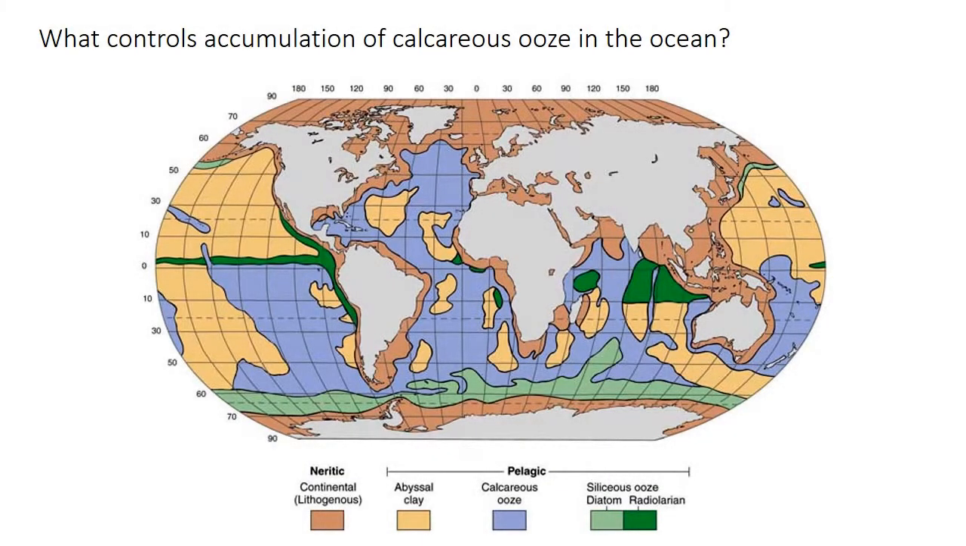So looking at this map here, you may notice how the Atlantic Ocean is nearly entirely covered with calcareous ooze, while the Pacific, especially the North Pacific, has much less. And in the South Pacific, the eastern side has a lot more calcareous ooze, and the central part has less. So in the next few slides, we're going to consider the factors that control accumulation of calcareous ooze.